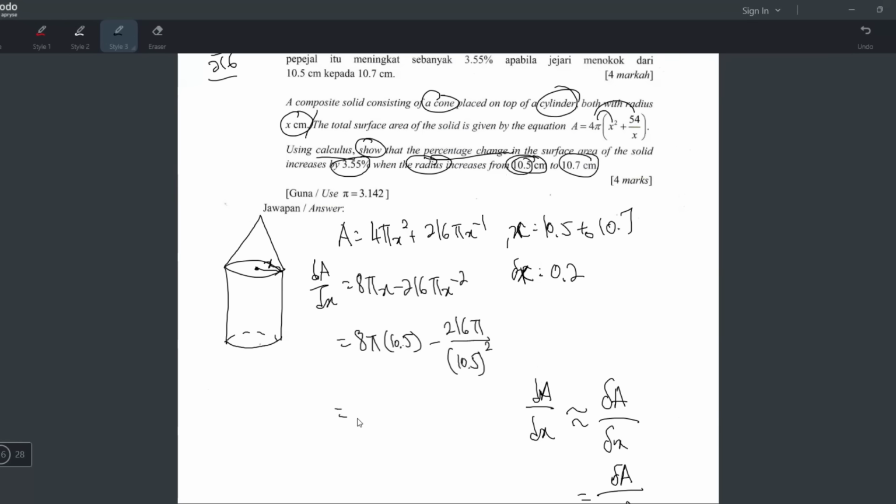Okay, I need a calculator for this part. All right, you wait for me a bit. I go and get my calculator. Okay, so just wait a bit.